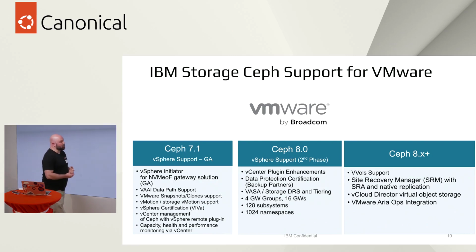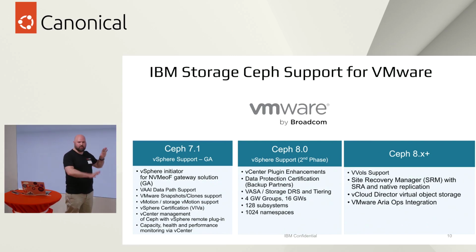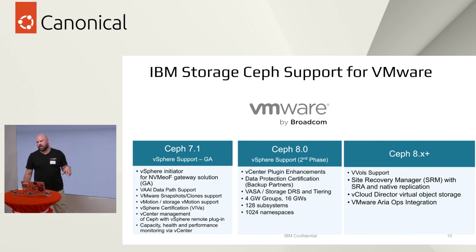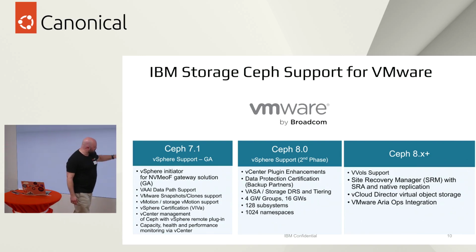This is a bit of a high-level roadmap, so subject to change. But we kind of started out with, again, we saw data path support for VAI, so that's storage offload commands. So the ESX hypervisor can say, hey, I want to zero this disk out, but it's a heavy operation for the hypervisor. So it just shoves that command to the array, and then in turn, Ceph just zeroes the disks for you. VMware certification, very important to them.